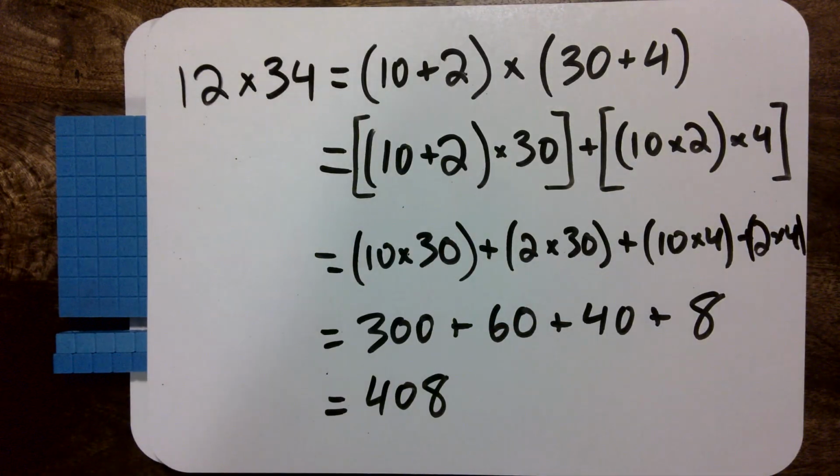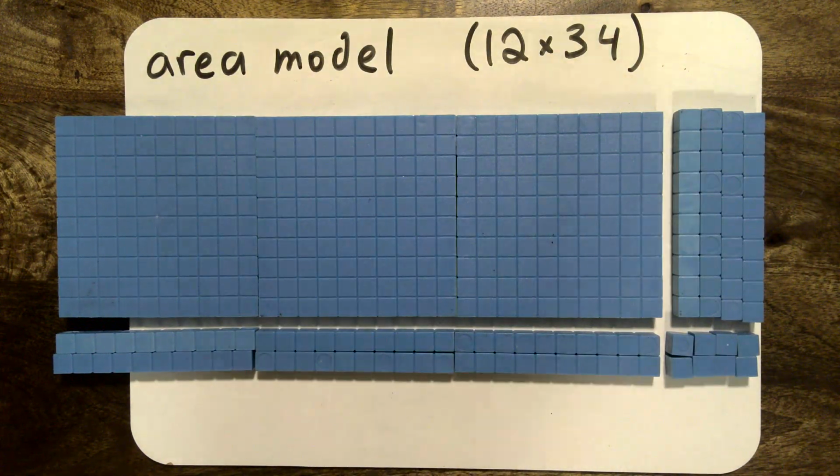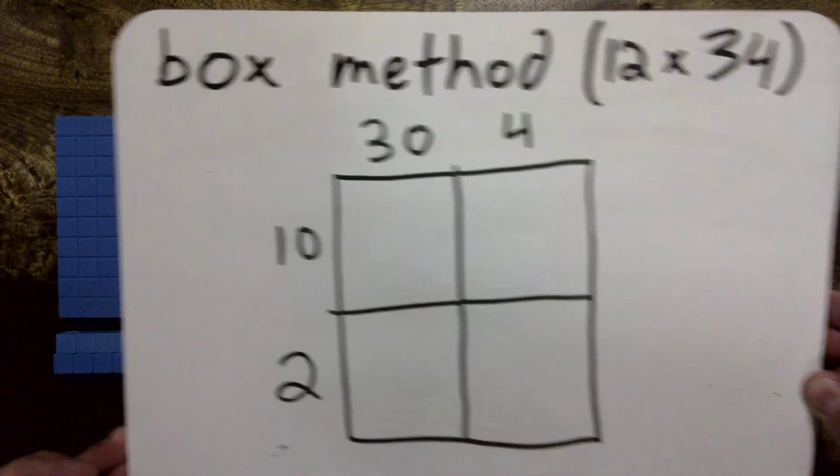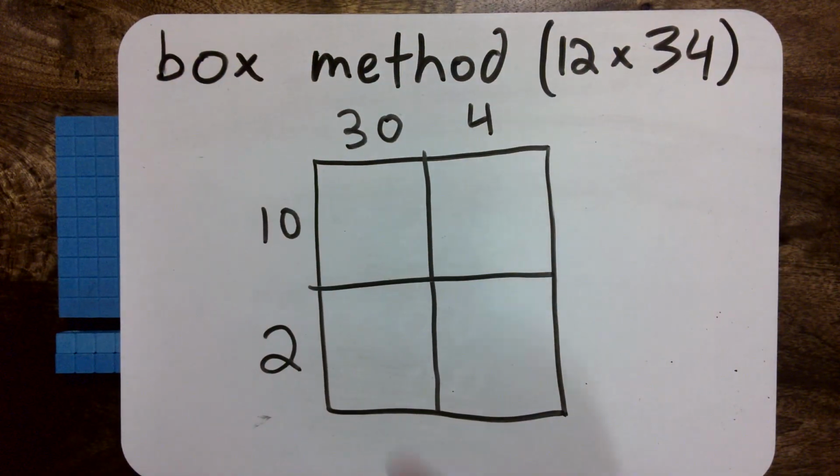So another way to think of this, I just want to show, right? We already looked at this with the representational model, but this is terminology that's used a little more frequently. It's called the box method. So the box method is a representational model for applying that distributive property.